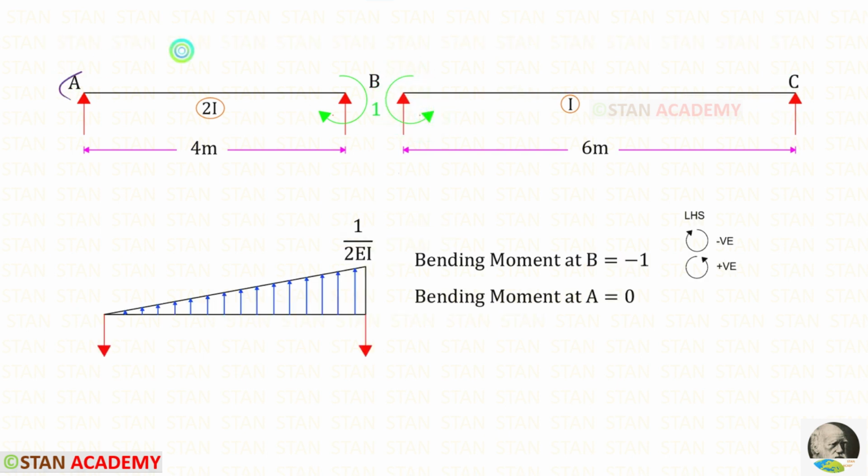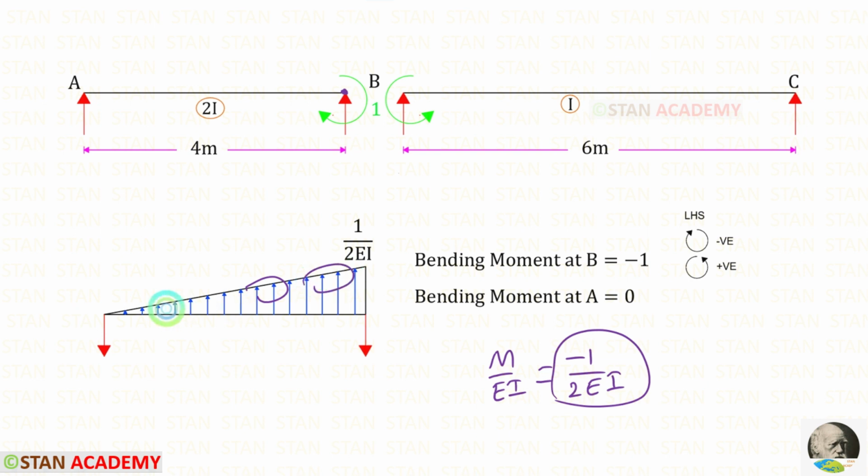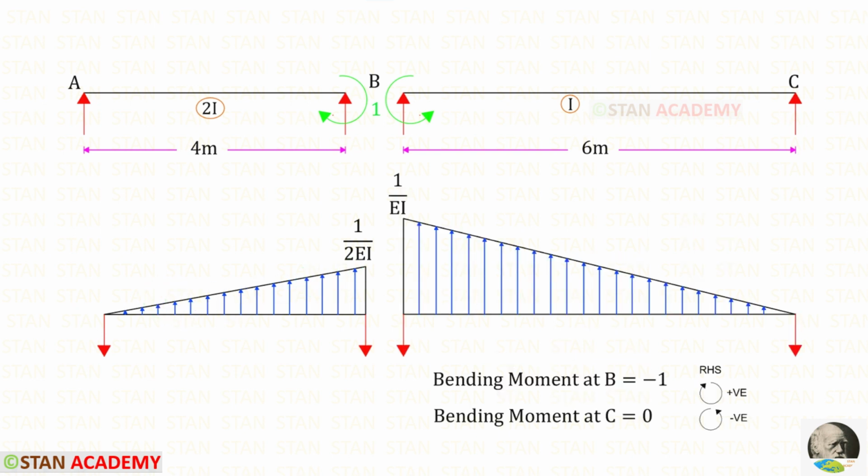In the beam AB, using left-hand side rule, we can find the bending moment at B. In the point B, we have unit movement which is acting in the clockwise direction, so that it will be negative. And in the point A, the moment will be 0. Then in the point B, we can find M upon EI. M is minus 1 and EI is 2EI. Since it is negative, we have to keep UVL upwards. In the similar way, using right hand side rule, we can draw this diagram.